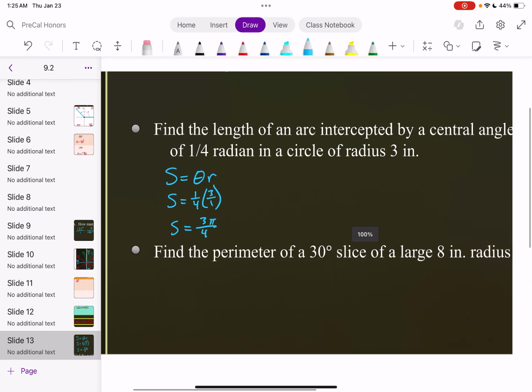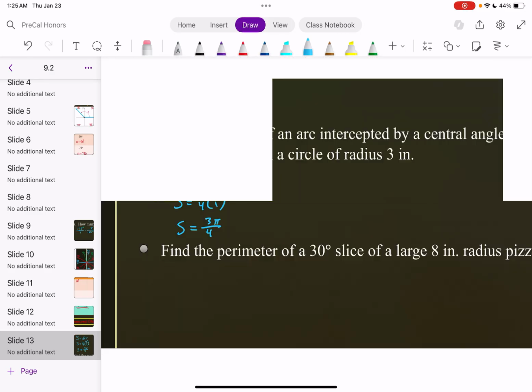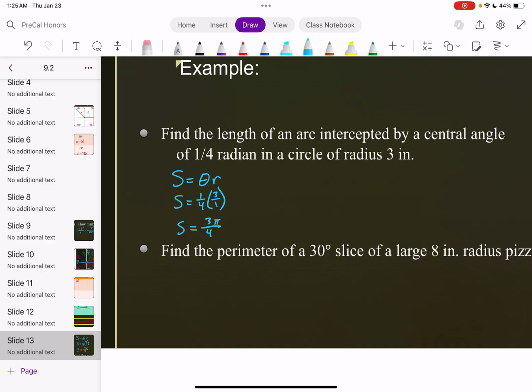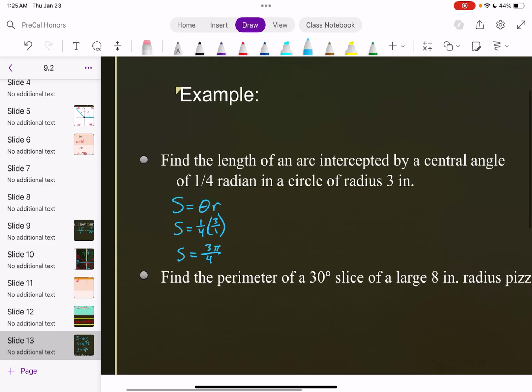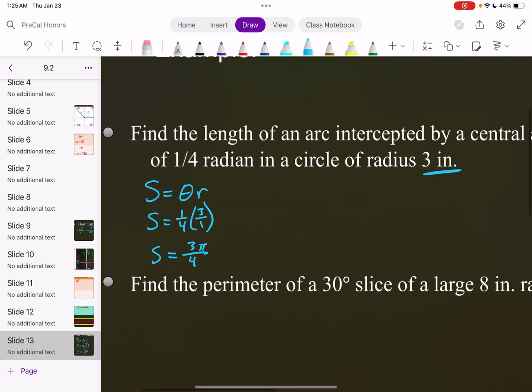Keep in mind that with these problems, there will be times where you still have to end up putting their actual unit. So in this case, we are talking about 3 inches. So eventually, inches would have to be placed on the back end of our problem.